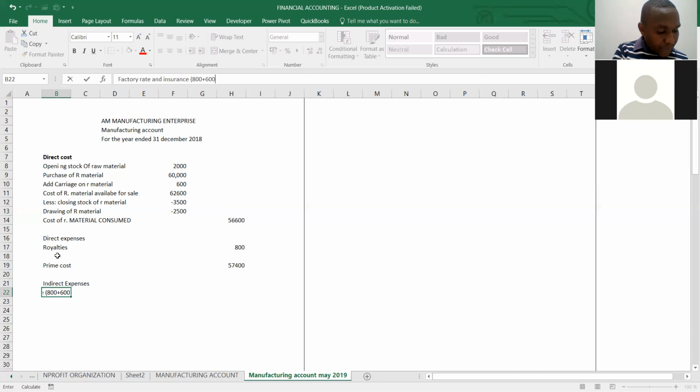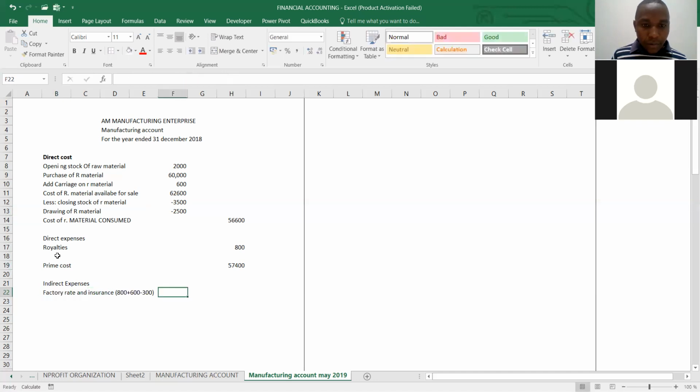Note 6 is prepaid insurance. They have combined them, so we have to less the prepayment of 300. In the trial balance, they have paid 800 for factory rates. Then note number 3 says accrued rates for the factory is 600, so we add that back. Then we less the prepaid insurance of 300, because factory rates and insurance are combined.